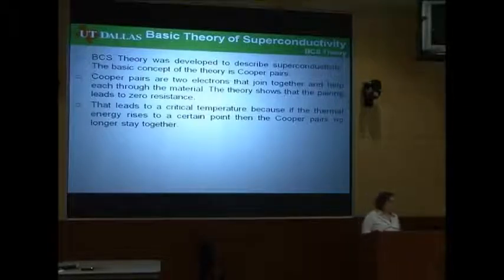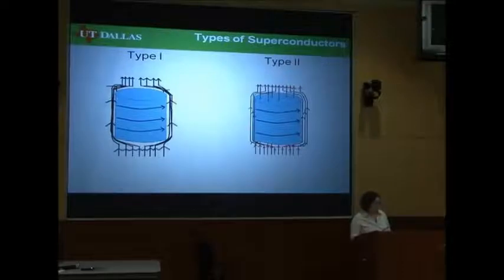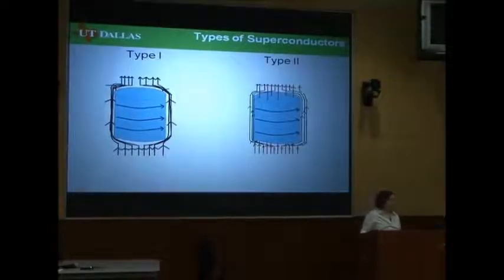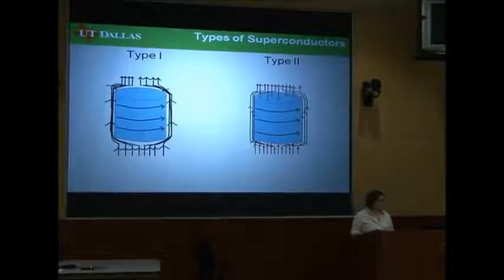That also leads to a critical temperature because if the thermal energy or heat rises to a certain point, then the Cooper pairs no longer stay together. There are two types of superconductors. Type 1 is described by the BCS theory. It expels all magnetic fields, as shown with the black lines. Type 2 superconductors also expel magnetic fields, but they have areas called vortices where the magnetic field actually goes through, the red lines.